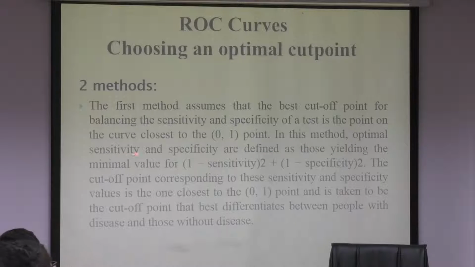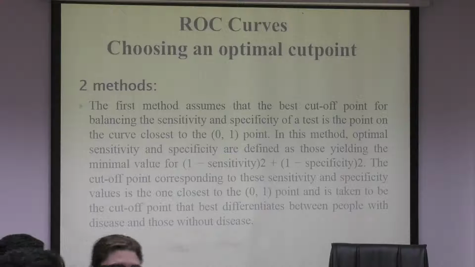So, again, in this method, optimal sensitivity and specificity are defined as those yielding the minimal value of (1 minus sensitivity) squared plus (1 minus specificity) squared. So when I calculate the (1 minus sensitivity) squared and (1 minus specificity) squared, I would like to get the minimal value. The cutoff point that gives me the lowest number over here will be considered the best cutoff point. Make sense? All right.